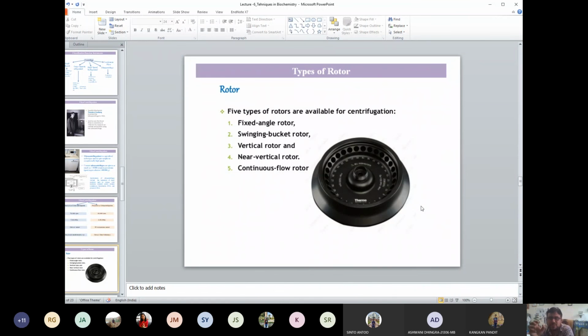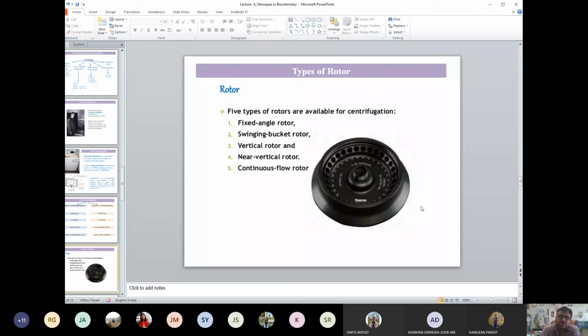Then we have a third type of rotor which is called the vertical rotor, meaning the rotor will be something like this and it will go on rotating in this way. So that is a vertical rotor, where the angle is mostly 0 degrees. Then we have another which is called the near vertical rotor, meaning there will be a little bit of slanting in the rotor, and that we use for the centrifugation. And then we have a continuous flow rotor, as I told, used by industry people, where samples or the outcome of the centrifuge will be continuously removed, and the rotor will continuously go on working. It is a mega one, that is the continuous flow rotor.